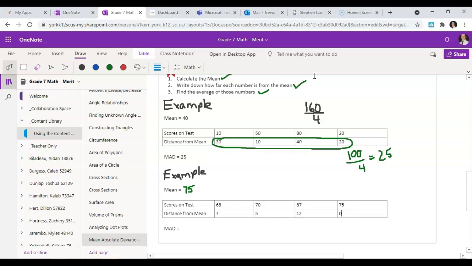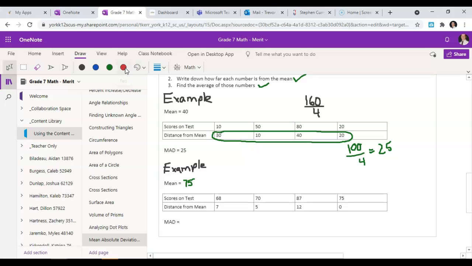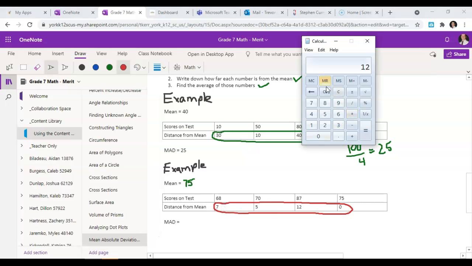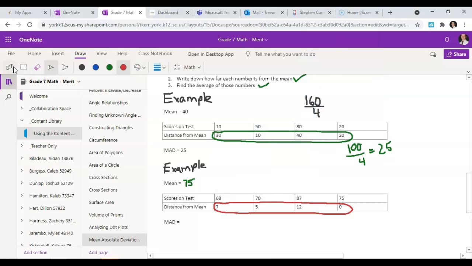Good. So step 2 now is done. I found the distance that each of these is from the mean. And then lastly, now I need to find the average of those numbers. So of these 4 new numbers that I wrote down and found, I need to find the average of those. And so the average is you add them all up, divide by 4. So 7 plus 5 plus 12 plus 0 is 24. Divide by 4, and you get 6. So the mean absolute deviation here is 6.